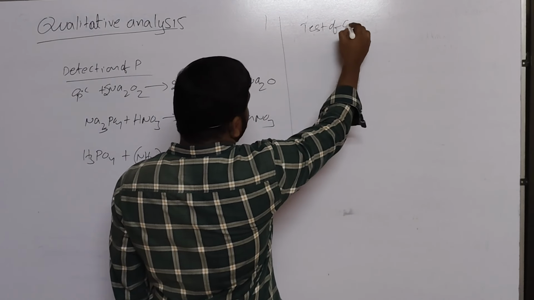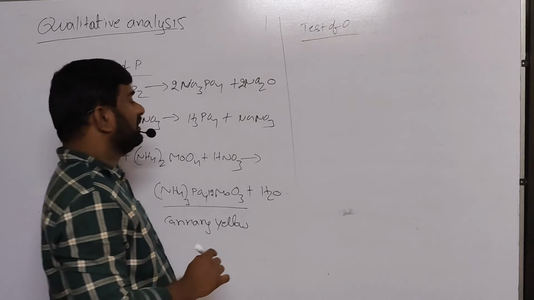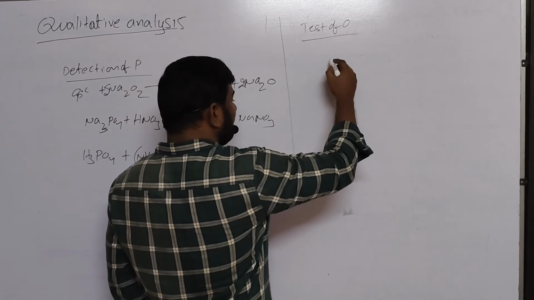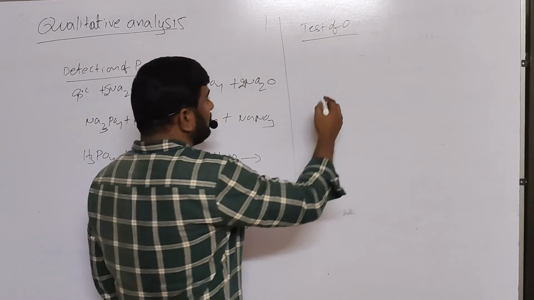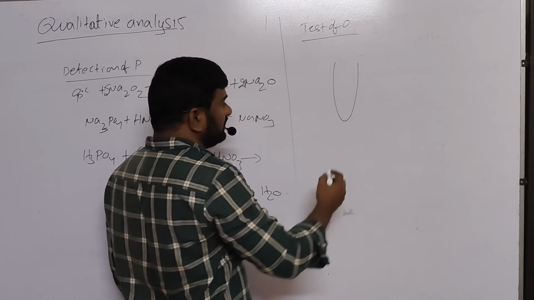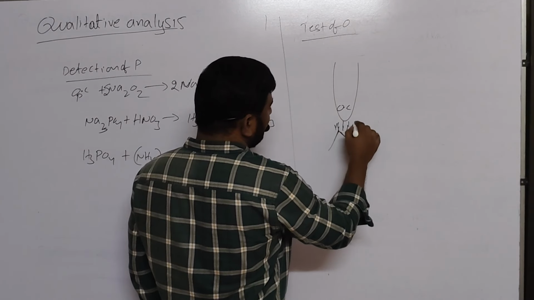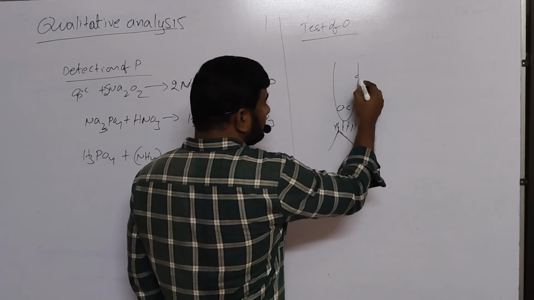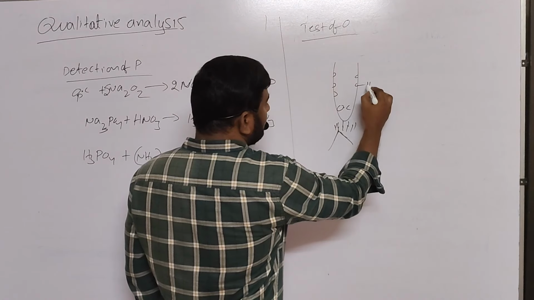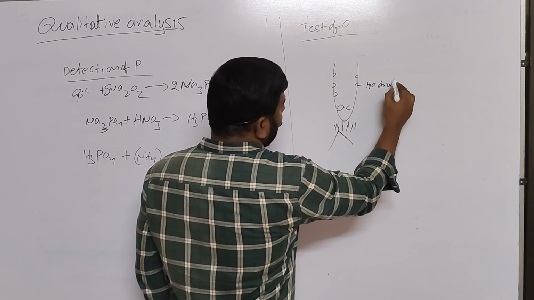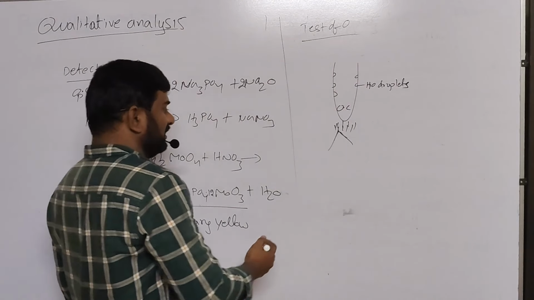Right. Next, the last one, the test for oxygen. How can we identify it? There is no direct test for oxygen, but we can identify whether oxygen is present in the given organic compound or not. You have to take a dry test tube. In the dry test tube, add the organic compound and heat for some time. After some time, on the walls of the test tube, small water droplets are found. Water droplets found means oxygen is present in the given organic compound.